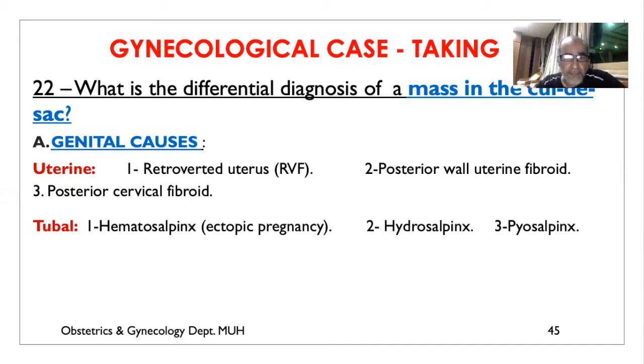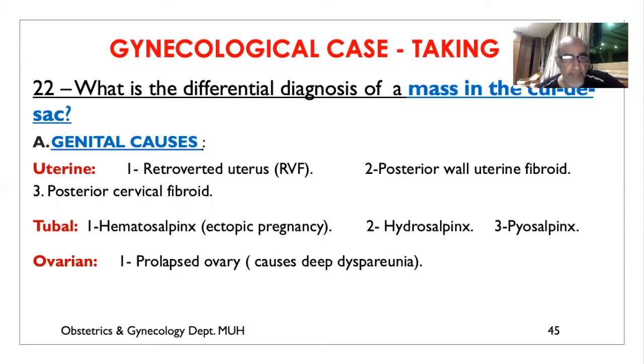It may be tubal in origin, such as hematosalpinx as a result of ectopic pregnancy, hydrosalpinx, or pyosalpinx after conversion of the content of the tube into pus by infection. Ovarian source of a mass in the Douglas pouch, such as prolapsed ovary, that may cause a deep dyspareunia. The ovarian pain is similar to testicular pain in males.